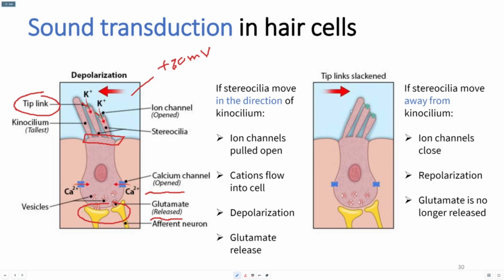On the other side, when the tip links are slackened, or if the stereocilia, the smaller hair cells, bend away from the kinocilium, in the sense over here, the ion channels are closed. Therefore, there's no ions, there's no potassium or calcium entering into the cell. Therefore, there's no release of neurotransmitter. Therefore, there's no signal, and therefore, you do not hear anything going through the vestibulocochlear nerve.